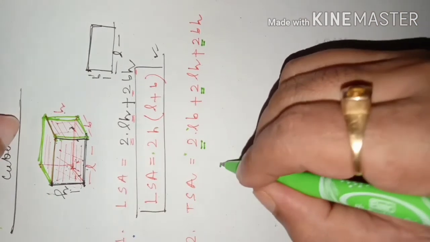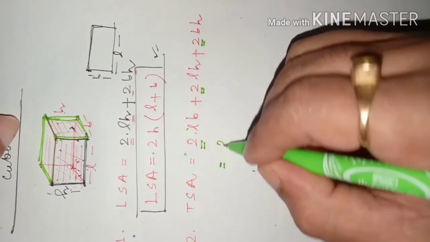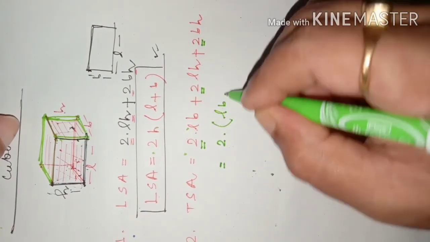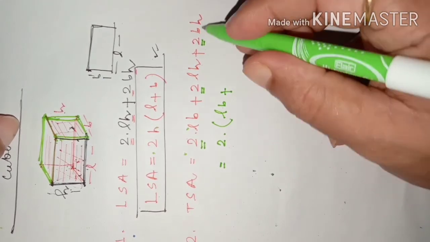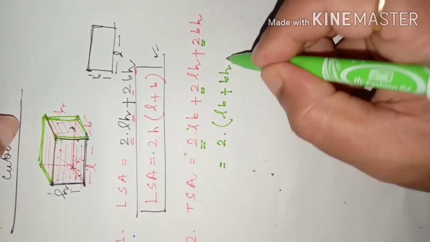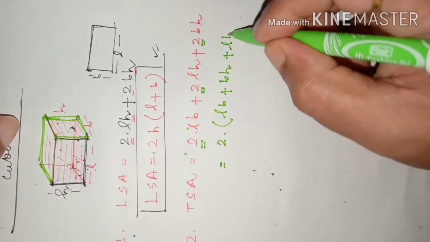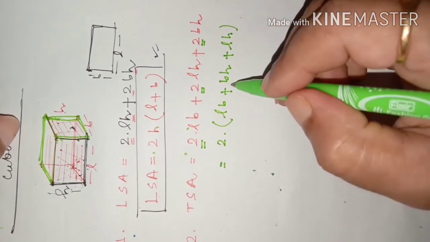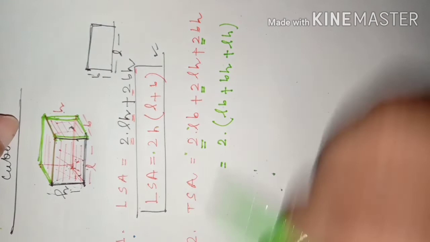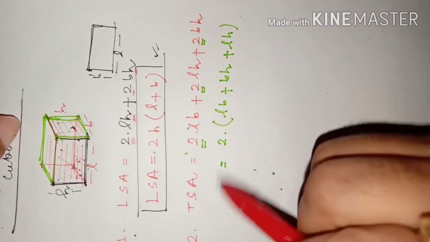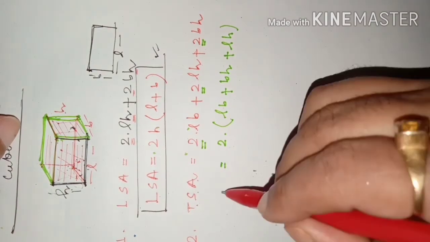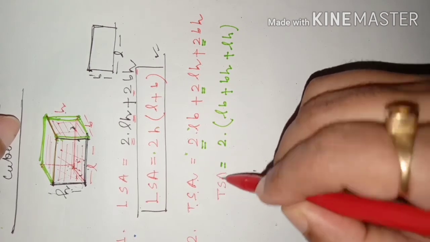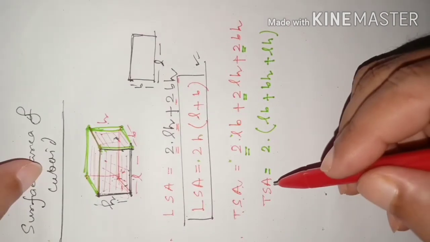So then, the total surface area will be 2 common, length breadth plus length height plus breadth height. Breadth height I am writing in the middle and length height at last. It is up to you whether you write length height in the middle or breadth height in the middle. I am just arranging this way. So that is total surface area, TSA. Whose total surface area? Of a cuboid.